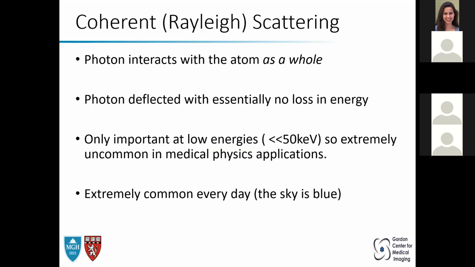All right. The next we're going to talk about is coherent scattering. Photoelectric is completely losing energy, transferring everything to the electron cloud. Compton is transferring some, and then in coherent scattering, the photon is deflected with essentially no loss in energy, and it just interacts with the atom as a whole. Now, this is only really important at very low photon energies, below 50 keV, so it's very uncommon to come up in medical physics applications.